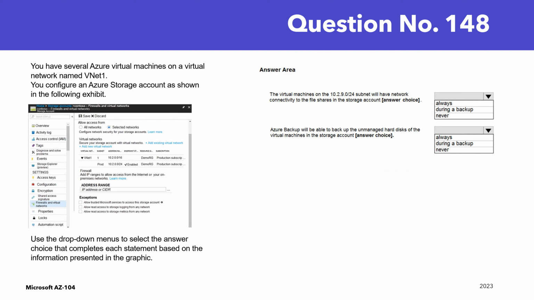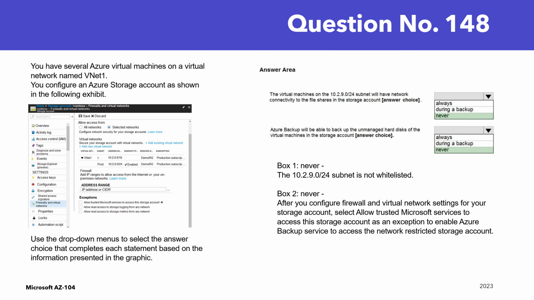You have several Azure virtual machines on a virtual network named VNet1. You configure an Azure storage account as shown in the following exhibit. Use the drop-down menus to select the answer choice that completes each statement based on the information presented in the graphic. The virtual machines on the 10.2.9.0/24 subnet will have network connectivity to the file shares in the storage account: never. Azure Backup will be able to back up the unmanaged hard disks of the virtual machines in the storage account: never.